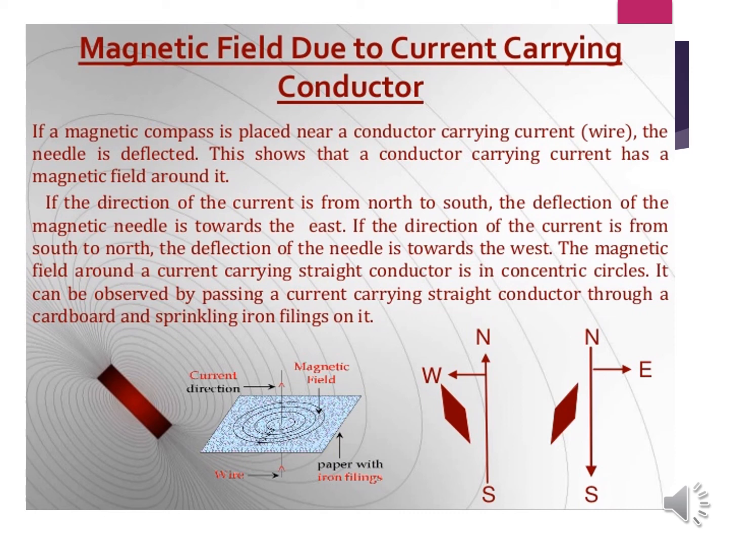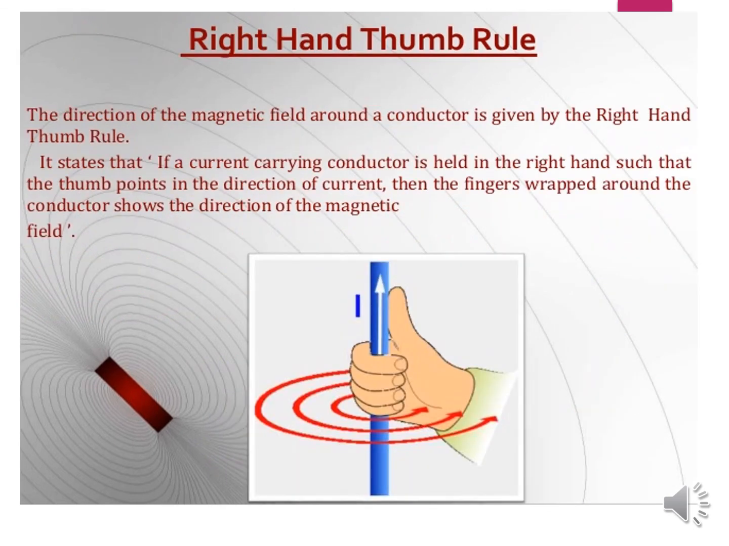It can be observed by passing a current carrying straight conductor through a cardboard and sprinkling iron filings on it. Right hand thumb rule: the direction of the magnetic field around a conductor is given by the right hand thumb rule. It states that if a current carrying conductor is held in the right hand such that the thumb points in the direction of current, then the fingers wrapped around the conductor show the direction of the magnetic field.